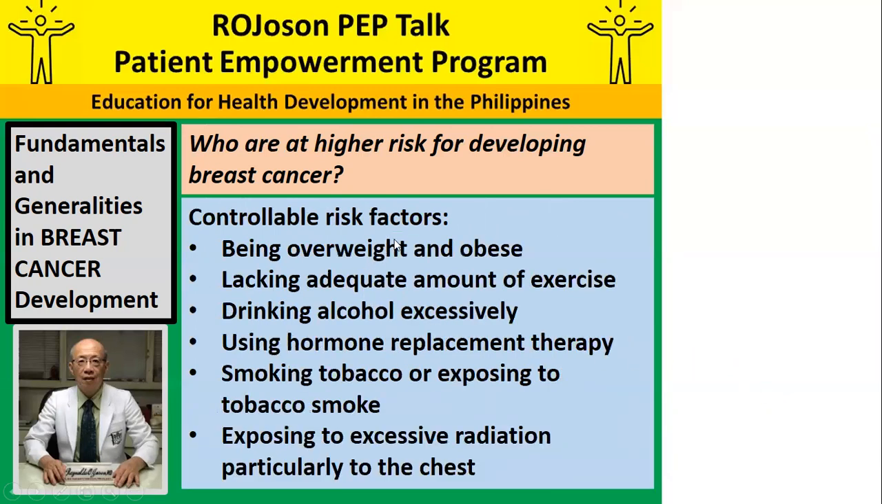The controllable risk factors are the following: being overweight and obese, lacking an adequate amount of exercise, drinking alcohol excessively, using hormonal replacement therapy for those who are menopausal, smoking tobacco or being exposed to tobacco smoke, and exposure to excessive radiation, particularly to the chest or breast area.